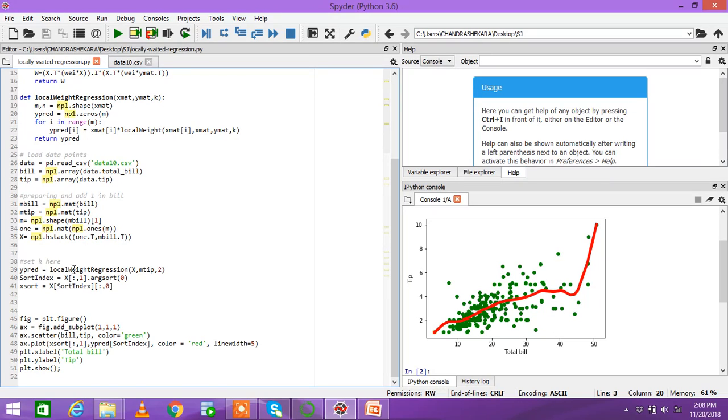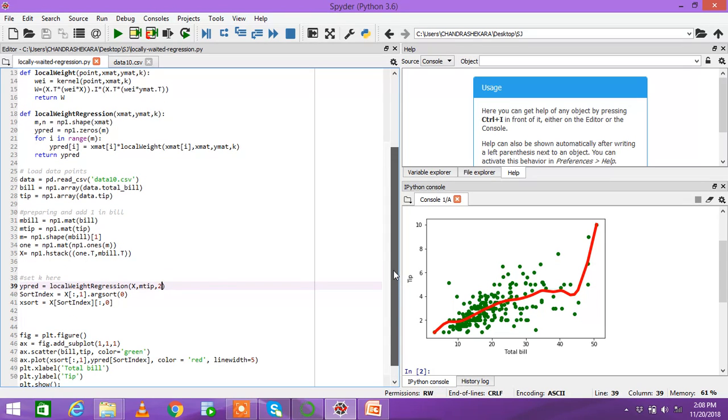Now, as the formula suggests, first we need to predict. So y predict is nothing but what we are predicting, and we are applying locally weighted regression. We are calling the function locally weighted regression. In this, we are passing the parameter x, which contains both the parameters, with the mdiff and the kernel value. Here I have considered the kernel value to be 2.